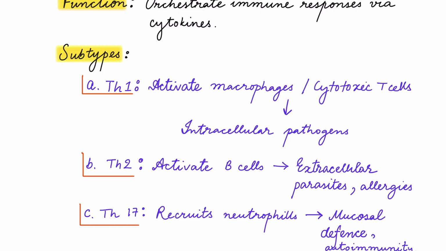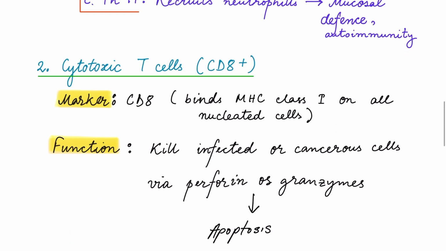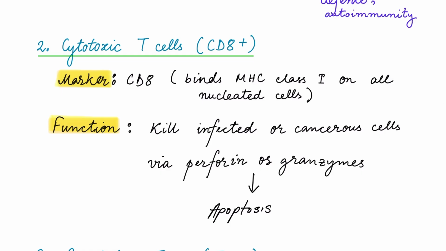Th17 cells produce interleukin 17 or IL-17, which recruits neutrophils to infection sites and enhances mucosal immunity. However, excessive Th17 activity can contribute to autoimmune disease also. Now the cytotoxic T cells. How do cytotoxic T cells recognize and eliminate infected cells?